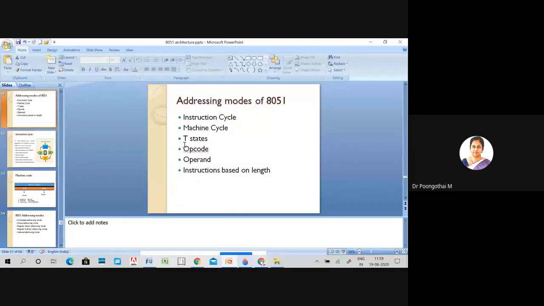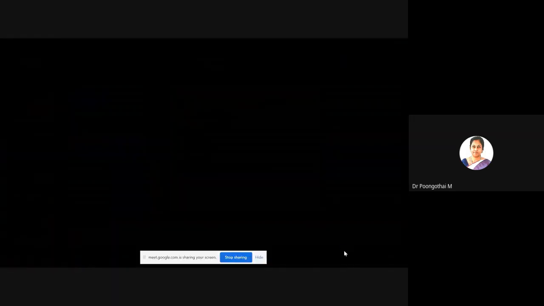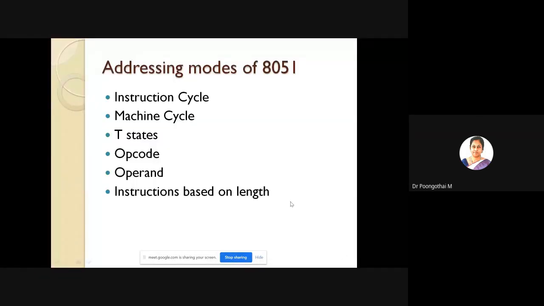So what is T state? According to your 8051 architecture, 2 clock periods is equal to 1 T state. And 1 machine cycle consists of 6 states, that's 6 T states. That is 12 clock cycles are required for 1 machine cycle.